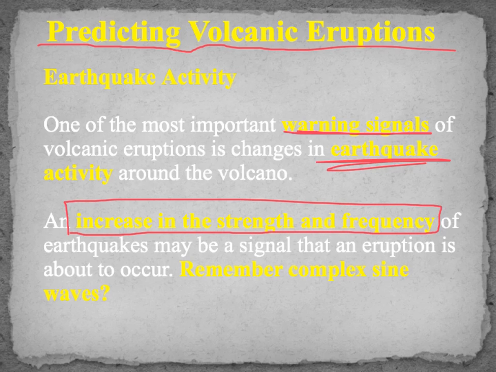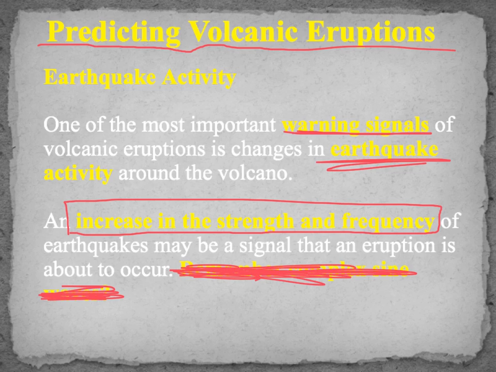Alright? Don't worry about this remember complex sine waves thing. That's from years past. But pretty much as you have a couple of earthquakes happening close together, the seismic waves from those earthquakes can combine. And it can be a signal of eruption, which is what the earthquake in May of 1980 did signal. And in fact, it triggered that landslide that then pretty much uncorked Mount St. Helens.